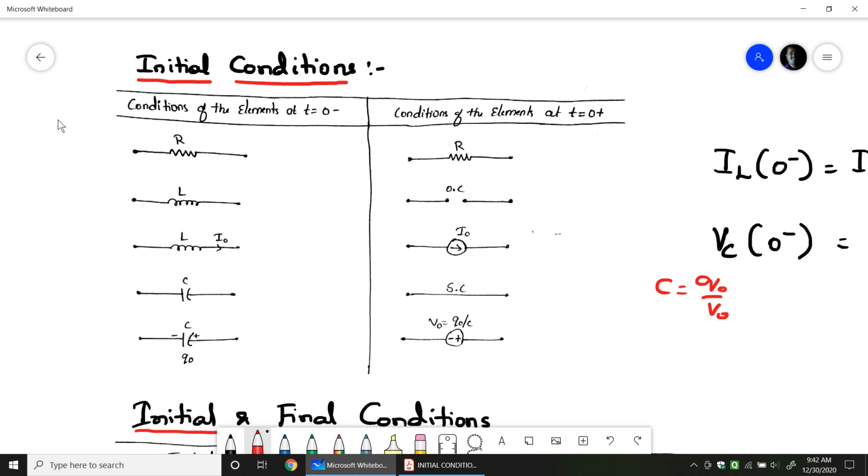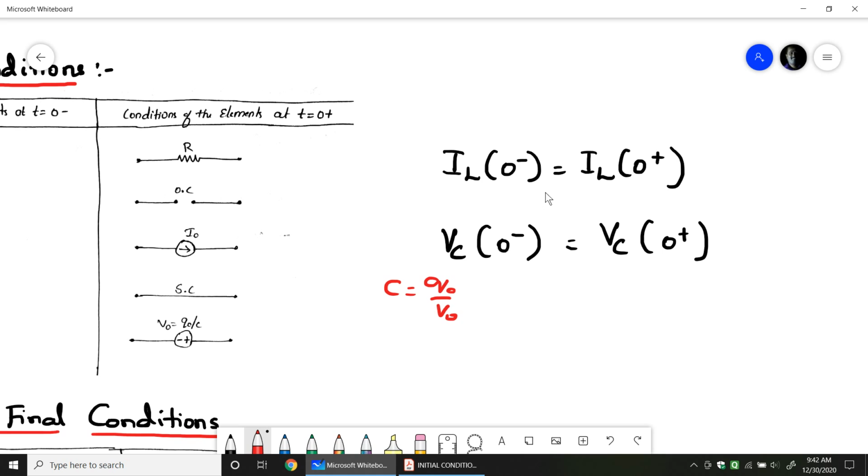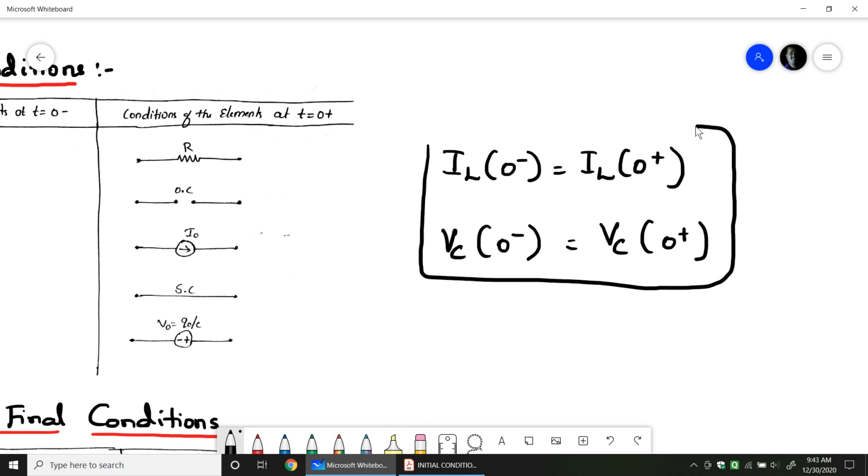Here, another two parameters we need to know are IL of 0 minus, the initial current through the inductor. If there is no current, then it would be equal to IL of 0 plus. So the current through the inductor at t equals 0 minus would be the current through the inductor at t equals 0 plus. Similarly, the voltage across the capacitor at t equals 0 minus would be equal to the voltage across the capacitor at t equals 0 plus. This is very, very important to know. You should remember these two things, along with this particular table.